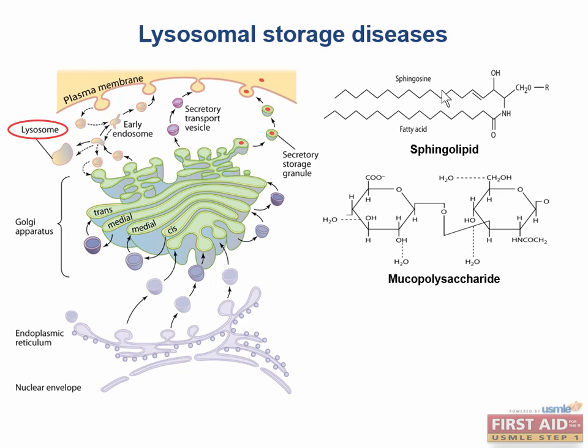Here's an example of a sphingolipid, here's an example of a mucopolysaccharide. The structure is not important. However, there are many buzzwords that you will need to know for these lysosomal diseases. To make life a little bit easier, we've already seen one of these lysosomal enzyme disorders. Do you remember what the disease is called when lysosomal alpha-1,4-glucosidase enzyme is missing? Hopefully you remember the good old Pompe disease, which is one of our four main glycogen storage disorders.